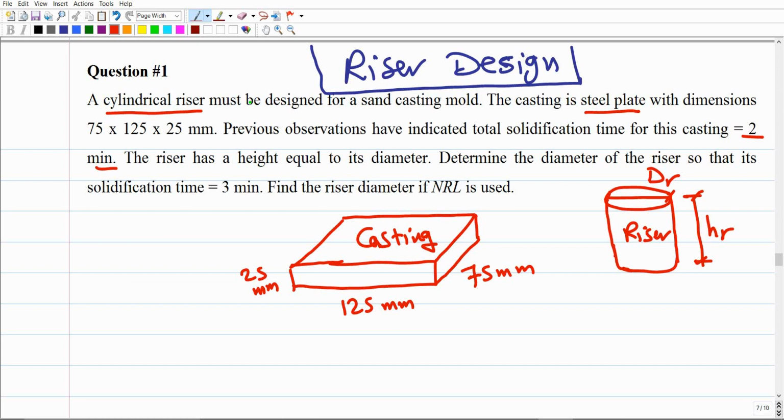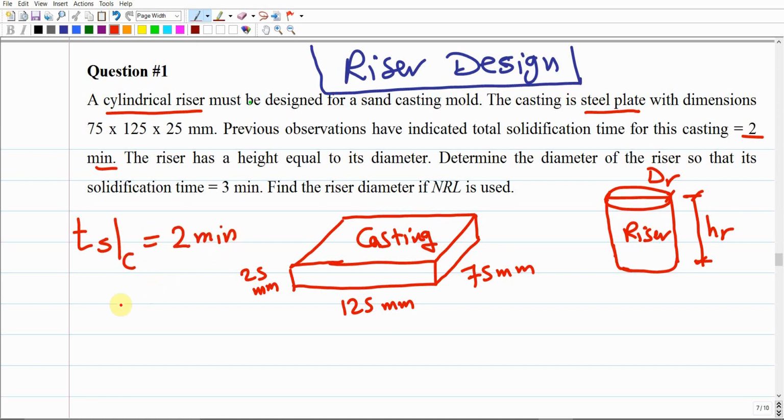But to cool down to room temperature is going to take a much longer time, right? But for the conversion from the liquid state to the solid state, it's going to take a few minutes, like 2 minutes, for example. This is according to the given data here. So the solidification time for the casting is already given as 2 minutes.